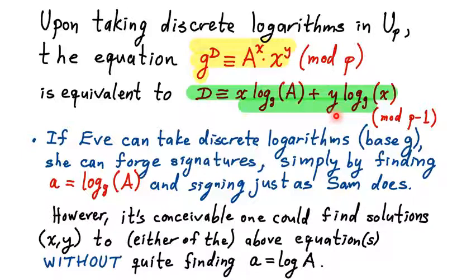However, being able to find discrete logarithms certainly breaks ElGamal systems, such as this signature system. But because this is the equation we need to solve, it is conceivable that there may be a way to find solutions without actually being able to take discrete logarithms. And so that's what forging ElGamal signatures boils down to: finding solutions to this congruence by any means necessary, whether you use discrete logarithms or not.